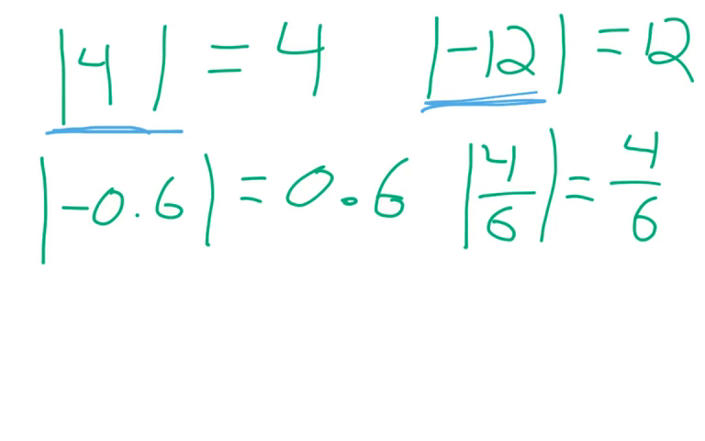Now this one, we have a -12. How many spaces away from 0 is -12? It's 12 spaces away, so we end up getting +12. Same thing with this, a -0.6. It is 0.6 spaces away from 0. If we have a fraction, 4/6, well, that is 4/6 spaces away from 0. Again, the technical definition is how many spaces away from 0 it is, but another way to think of it is you are just getting the positive version of that number. If it's already positive, it's the exact same thing, but if it's a negative number, you're going to turn that negative number into a positive.